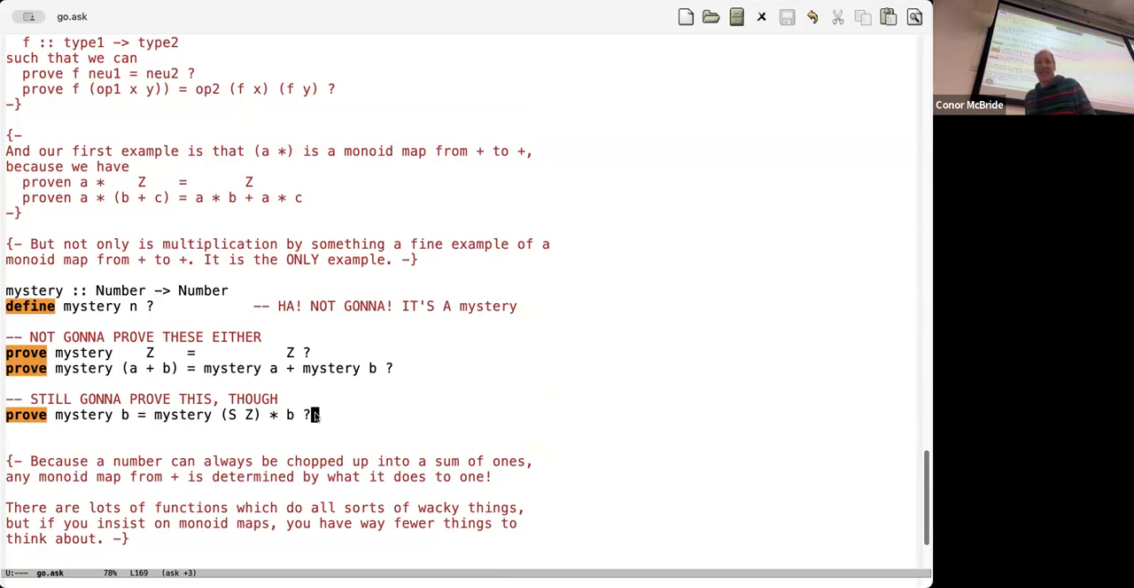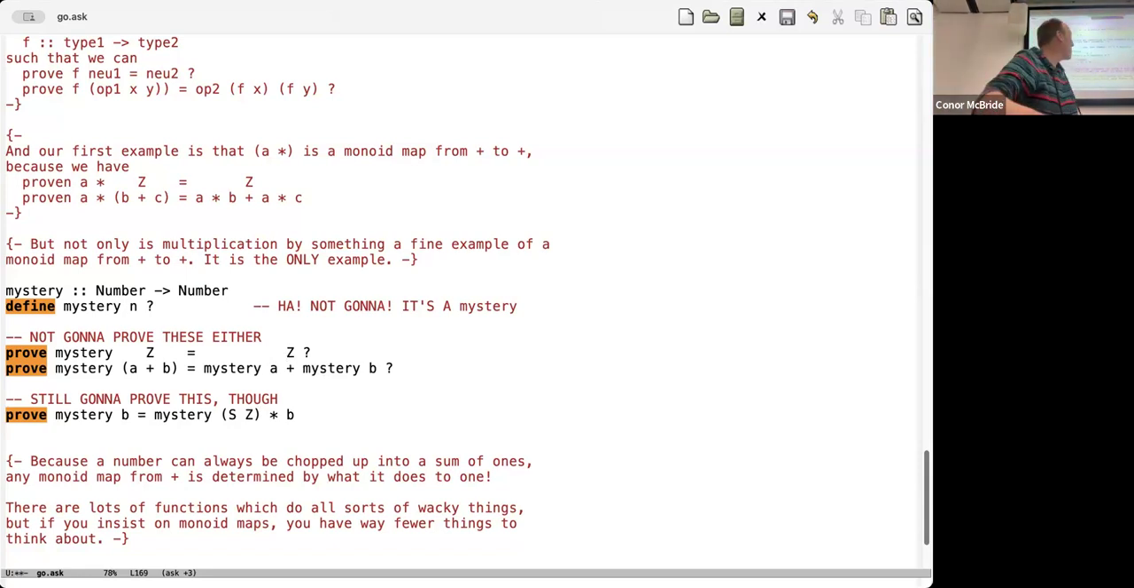So what I've done here, to set Clemens up, is I've built a mystery function from number to number. I'm not going to define it, but I am going to promise you that it obeys the rules for being a monoid map. And I'm going to see if Clemens can prove this result, that whatever it does with B is B times whatever it does with 1. So that's the question. If you're trying to define a monoid map, not just any old function, but one that is well behaved like this, what choices do you have? Turns out, not many.